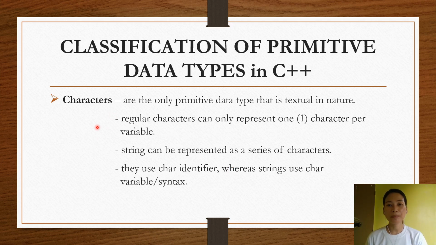The last one is the characters. They are the only primitive type that is textual in nature. Regular characters can only represent one character per variable. String can be represented as a series of characters. They use the char identifier, whereas string uses the char variable or syntax.